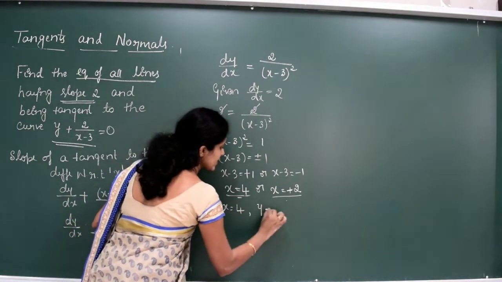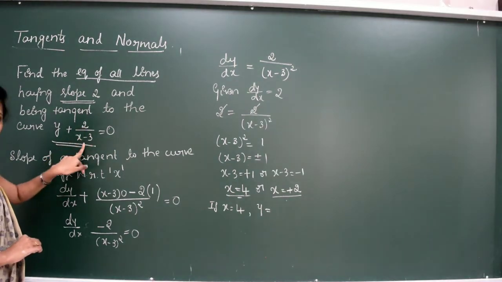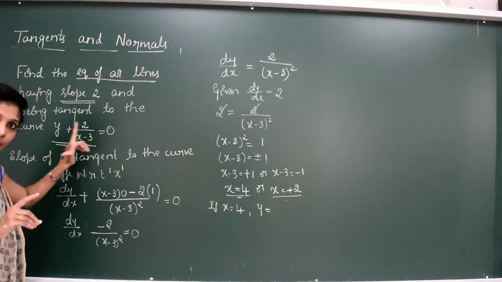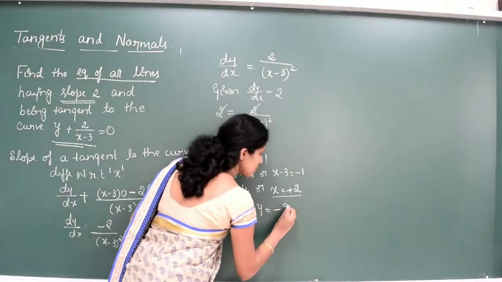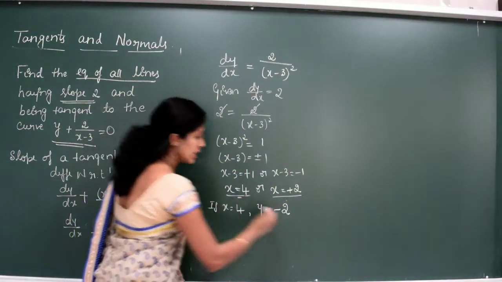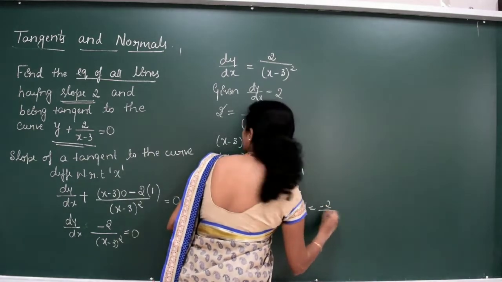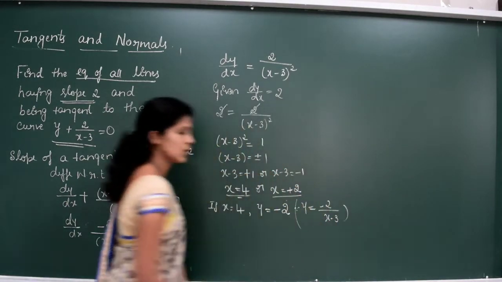Y will be, x is equal to 4. Here this is equal to 4. 2 divided by 4 minus 3 will be 1. 2 by 1. Y plus 2 is equal to 0. Y will be equal to minus 2. Is it clear? Y is equal to minus 2. Just substitute in the equation. Which equation? Y curve. Y is equal to minus 2 divided by x minus 3. Since y is equal to this one.